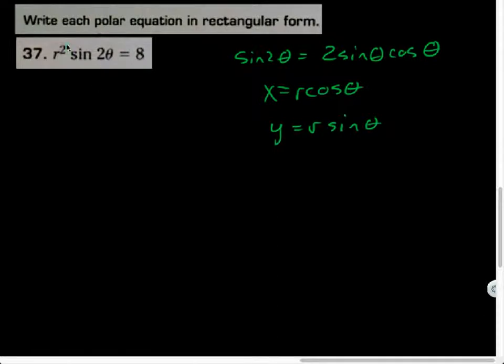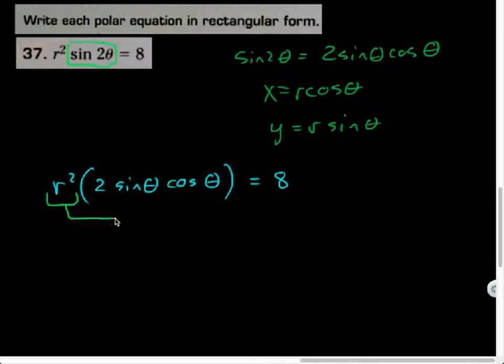So let's swap out for sine 2 theta using my, not a Pythag identity, it's a trigonometric identity, a double angle identity here. So r squared times 2 sine theta cos theta equals 8. Right. And watch this old trick. I'm going to take this r squared, and put 1 in front of the sine theta and 1 in front of the cos theta, just like the commutative property of multiplication. So 2r sine theta, r cos theta.